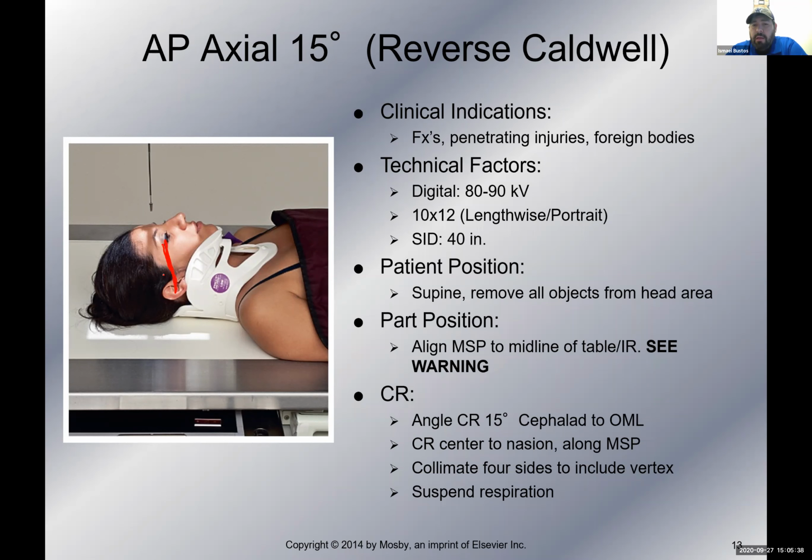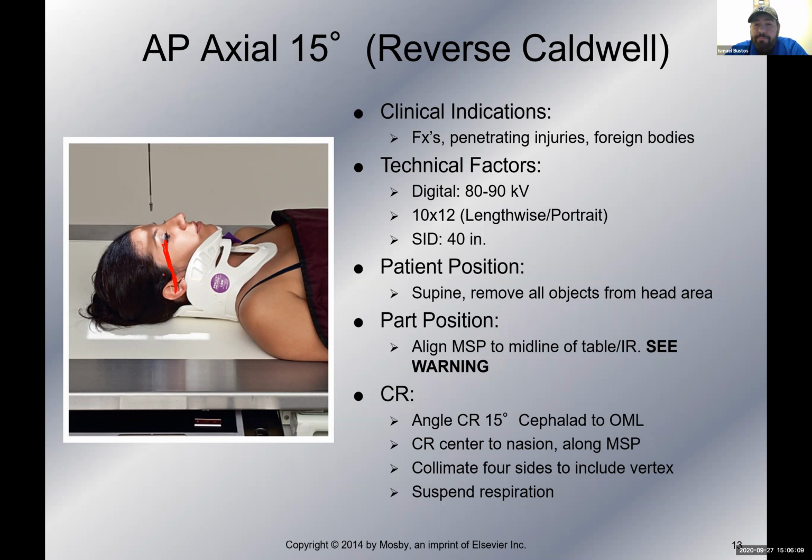That's okay. Now remember, what makes a Caldwell a Caldwell? Well, it's a 15-degree angle between the CR and the OML. If it's more than 15 or less than 15, it's no longer a Caldwell. It's just an AP axial. But if it's a Caldwell projection, it's the relationship between the CR and the OML of 15 degrees. And we know that for a Caldwell projection, where should the ridges be projected? They're going to be projected in the lower 1/3 of the orbit.